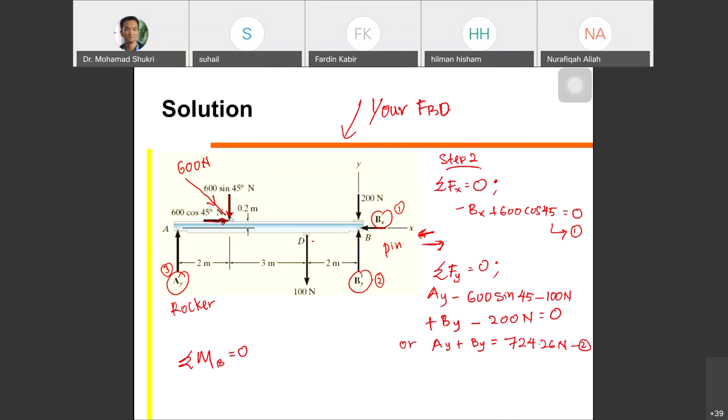Why? Because for the moment at point B, you need not find the moment due to these three forces because D is 0. Remember, moment is F times D, right? So D is 0, so moment is 0. So for point B, the moment is 0 due to these three forces because D is 0. So take moment at point B, right?